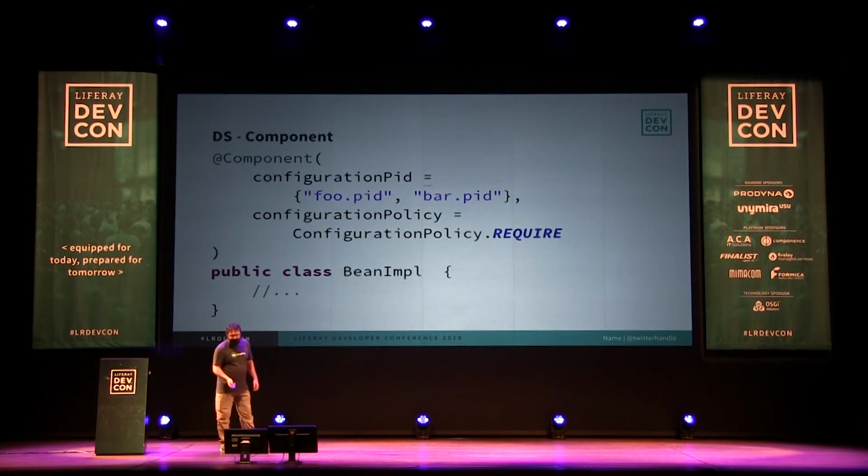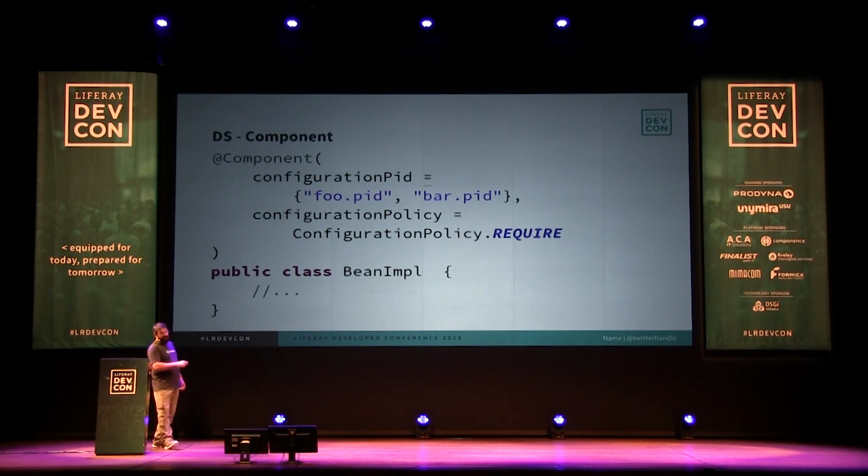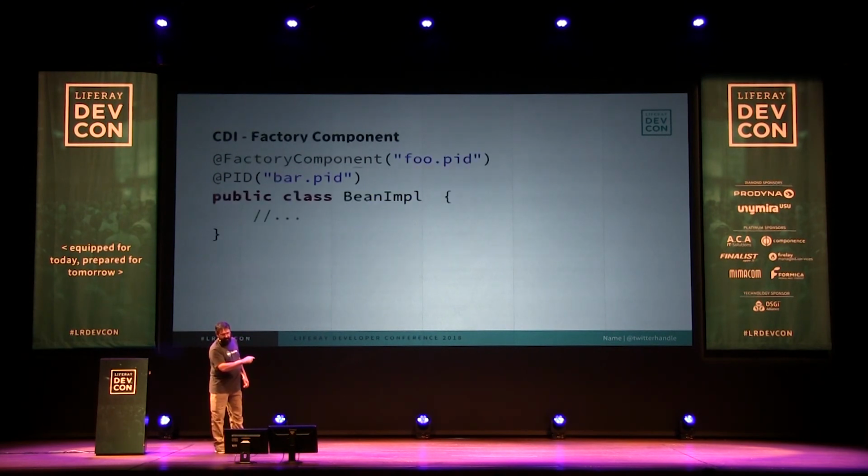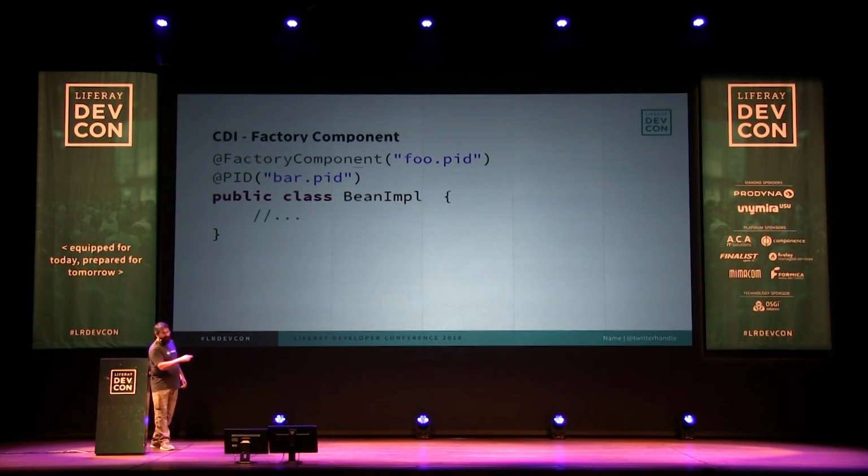Oops, sorry about that. This is the configuration policy for the component in DS. This is what it would look like if you wanted to configure it. This is kind of an extreme example, but just to show you it's pretty powerful. This is what it looks like in a single component in CDI. And this is a factory component in CDI. So you have the two different models.